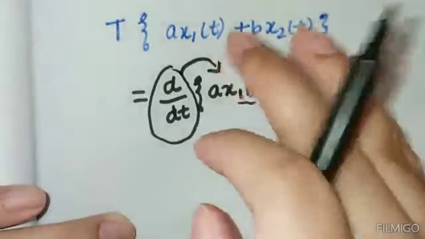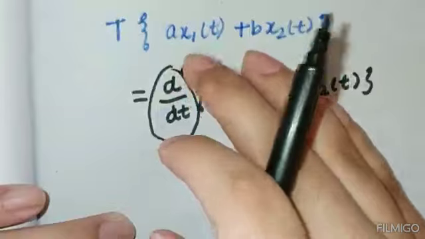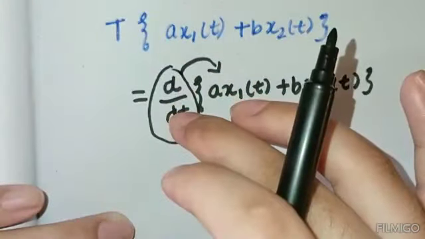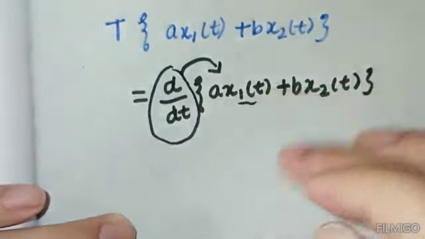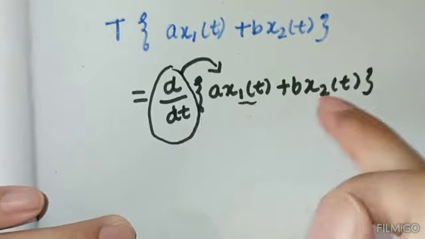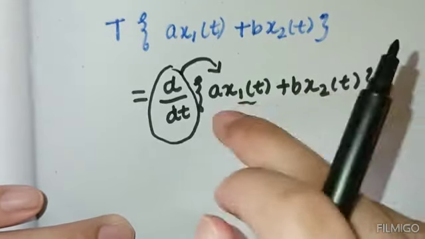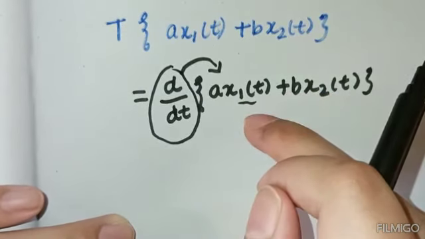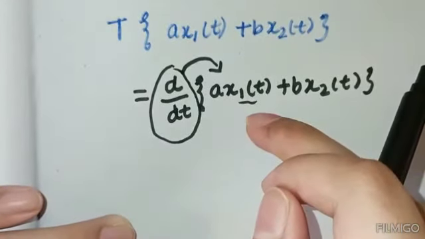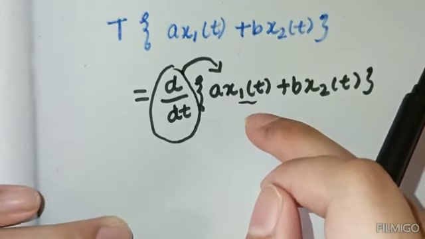So what you have to do is see through that first. Whatever expression you get other than x of t, you see if that gets multiplied to a x1 of t plus b x2 of t in the case of the whole transformation. Then it is a linear system, or else it is a non-linear system.